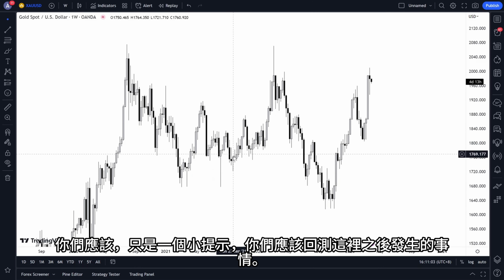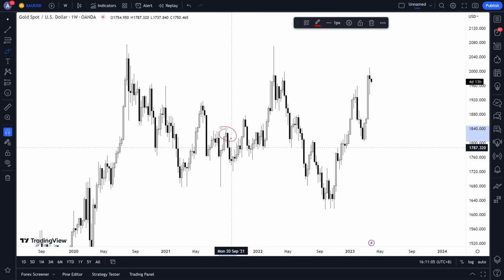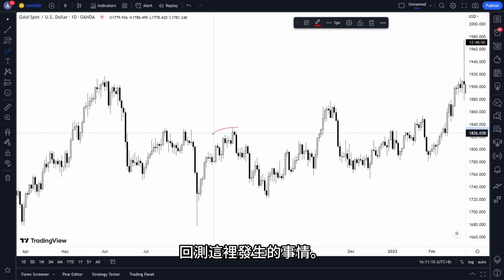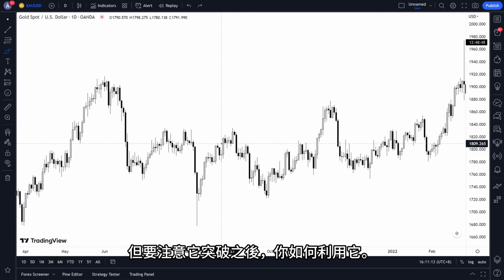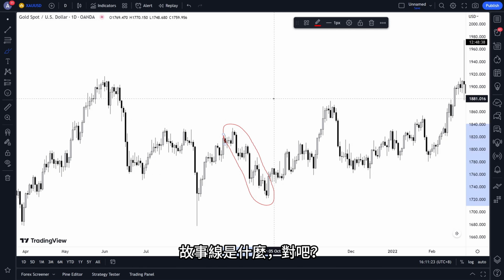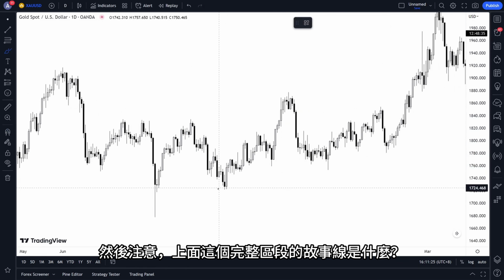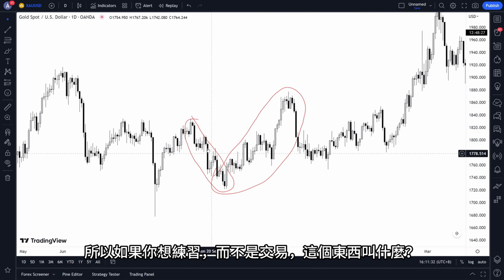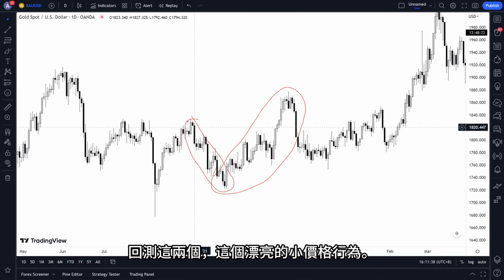A little tip, you guys should backtest what happens after here. I'll talk about it in the next video, but backtest what happens over here. This entry, ignore this one, but pay attention to after it breaks, how you can take advantage of that. What's the storyline in this whole segment down here? What's the storyline, right? And then pay attention, what's the storyline in this whole segment up in here? So if you wanna practice, not trade, backtest these two. This little V in here.